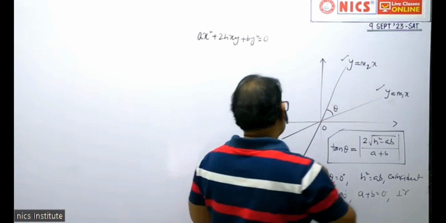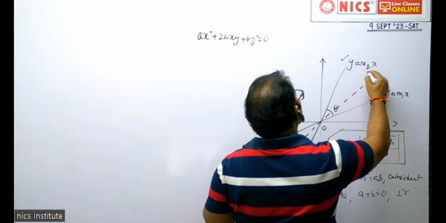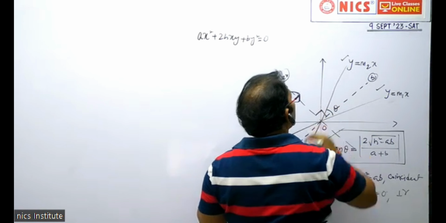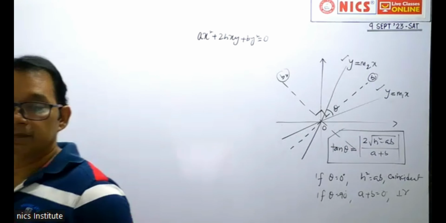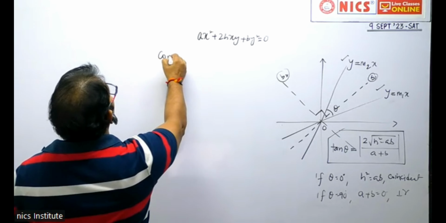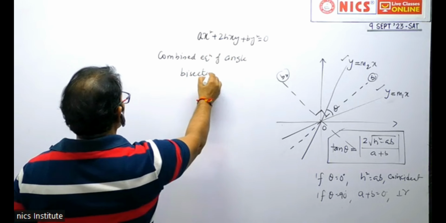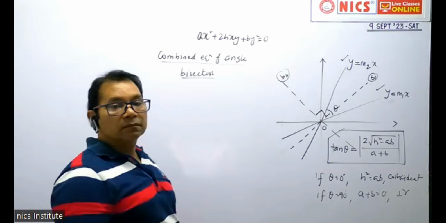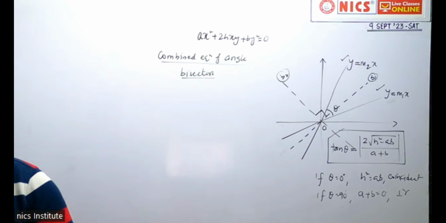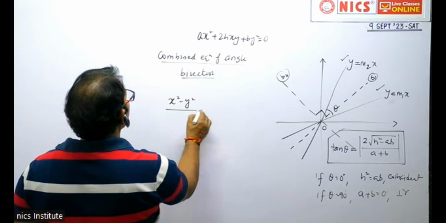There will be two angle bisectors. One angle bisector would be this. This is one of the bisectors. Another bisector would be perpendicular to this. And these angle bisectors would be perpendicular. Draw the diagram. Combined equation of angle bisectors is, I'm not deriving it, I'm just writing the formula. You can note it down.